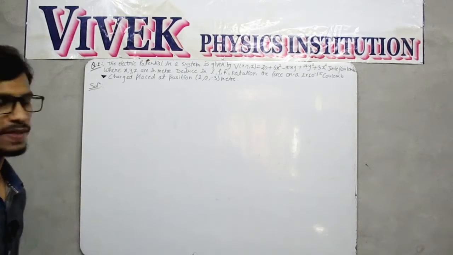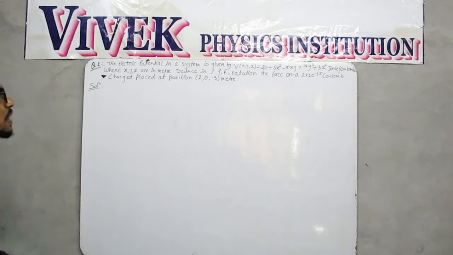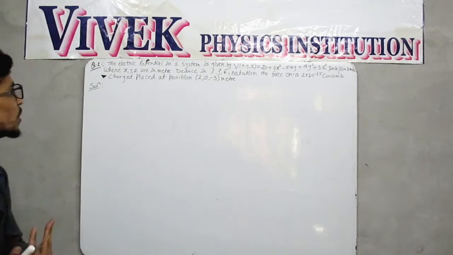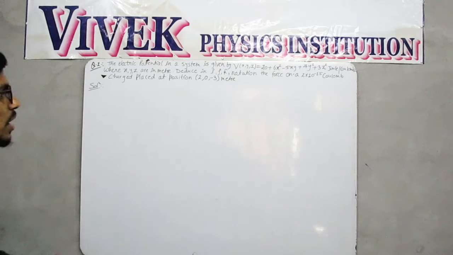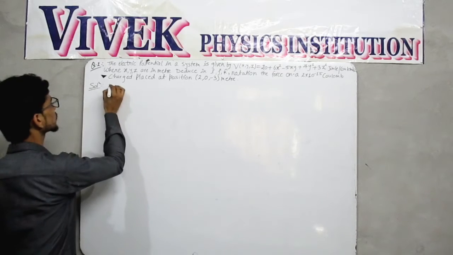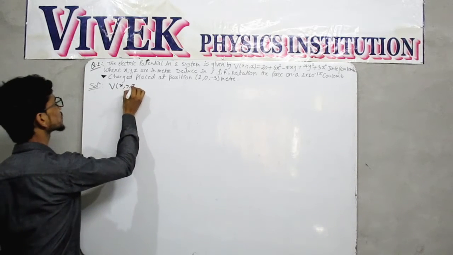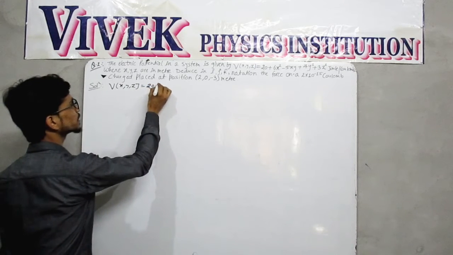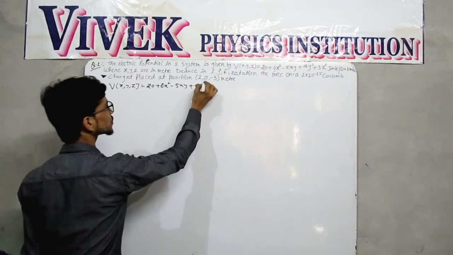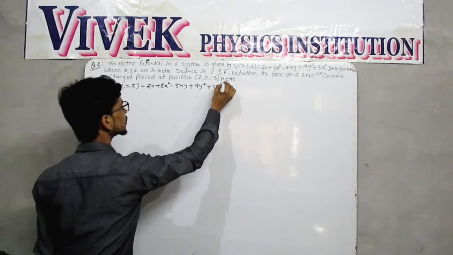This numerical problem says that the electric potential in a system is given by V(x, y, z) equals 20 plus 6x square minus 5xy plus 4y square plus 3z square joule per coulomb, where x, y and z are in meters. Express in ijk notation the force on a 2 into 10 raised to power minus 15 coulomb charge placed at position (2, 0, minus 3) meter. So let me write down the given potential function: V(x, y, z) equals 20 plus 6x square minus 5xy plus 4y square plus 3z square joule per coulomb.